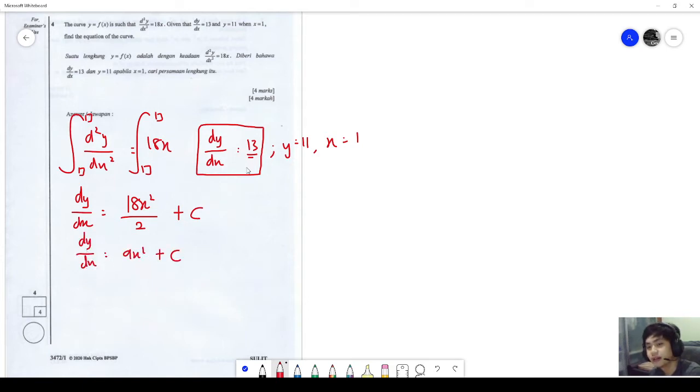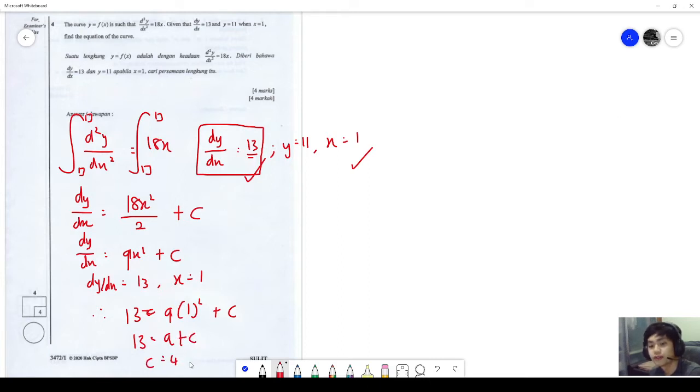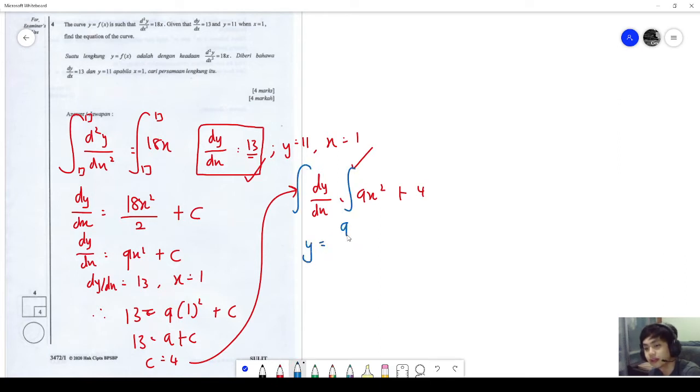We are given the value of dy/dx and the value of x, so we can sub it in. dy/dx equals 13, x equals 1, therefore 13 equals 9 times 1 squared plus c. So 13 equals 9 plus c, so c equals 4. Since c is 4, dy/dx equals 9x squared plus 4. Once again, we're going to integrate the equation. So y equals 9x cubed over 3 plus 4x plus c.